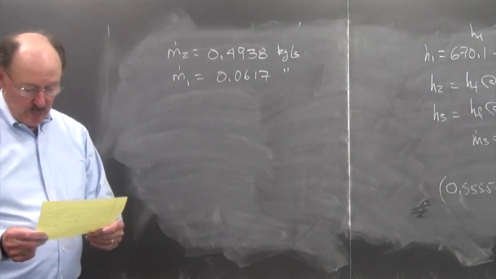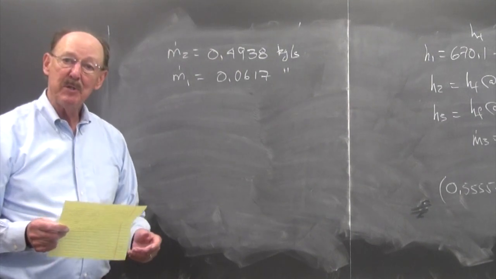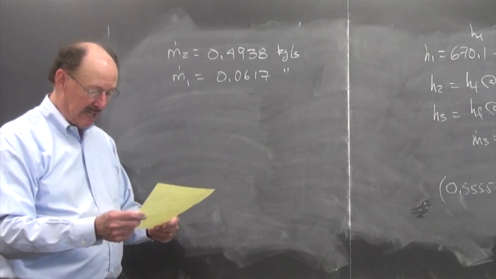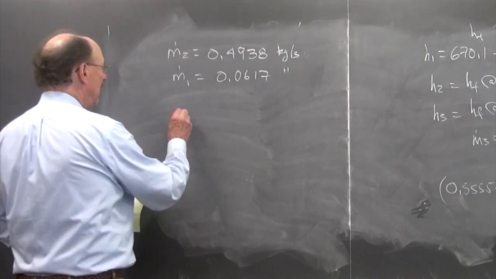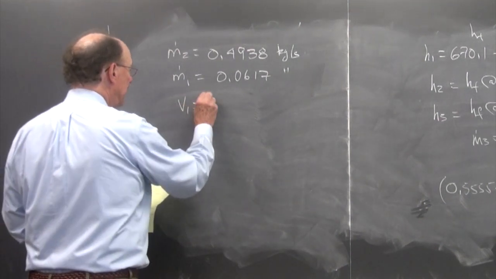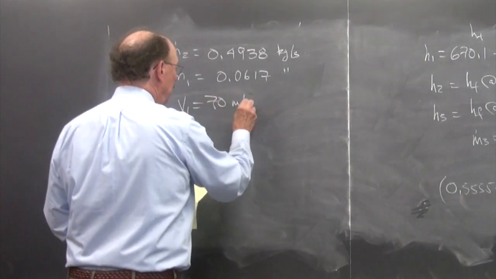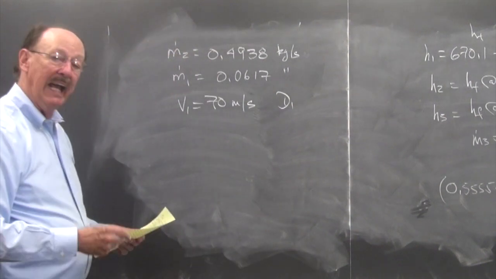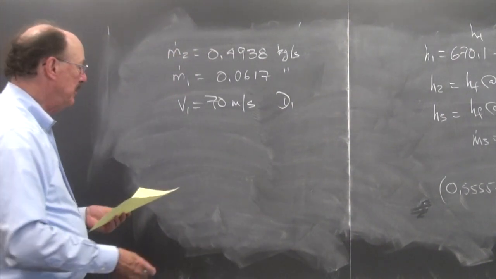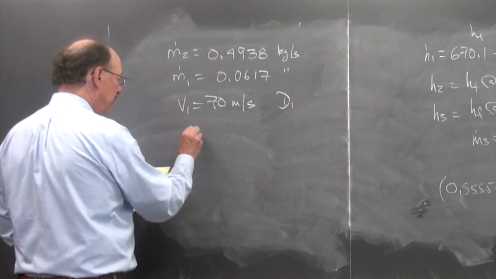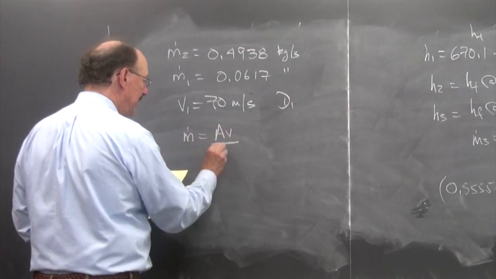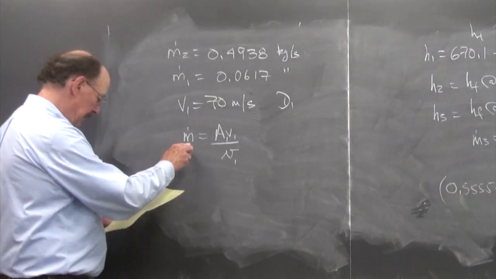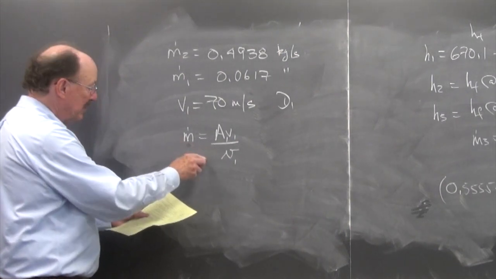What we were asked as well was to find the diameter of the pipe given a certain velocity. We're given that V1 was 70 meters per second, and we wanted to find the diameter d1. What we're going to do is use that the mass flow rate is the area times the velocity divided by the specific volume. So we know what these various values are.